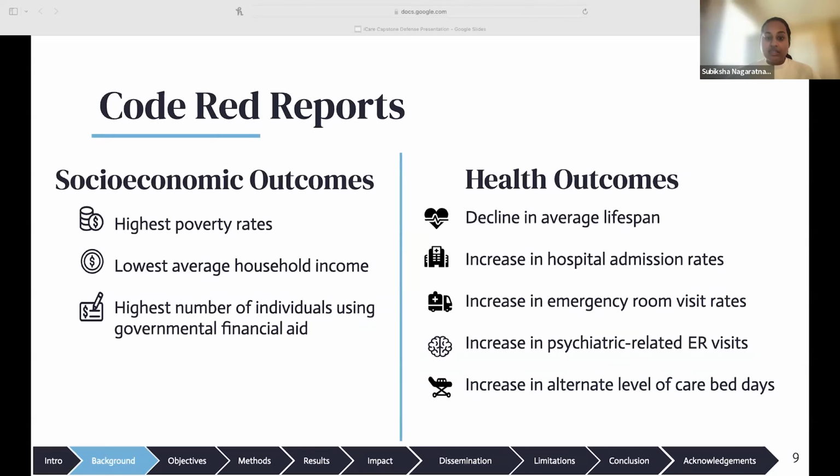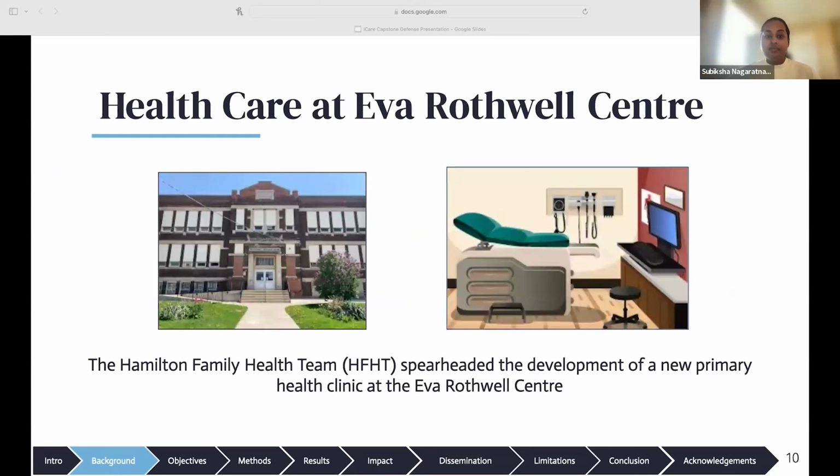A decade later, there was little to no improvement in these outcomes, as it still had the highest poverty rates, and there was a further decline in the average lifespan and an increase in hospital and emergency room visit rates. This revealed a need for Lower Central Hamilton residents' health needs to be addressed through priority healthcare intervention. In efforts to address this need, the Hamilton Family Health Team spearheaded the development of a new primary healthcare clinic at the Eva Rothwell Center, which is an established hub in Lower Central Hamilton.